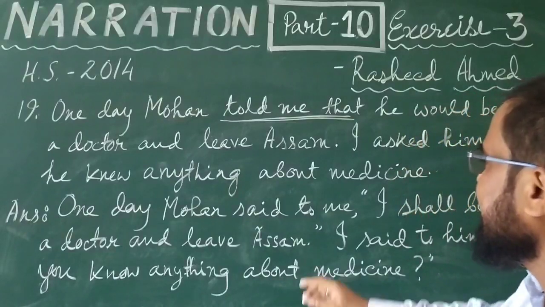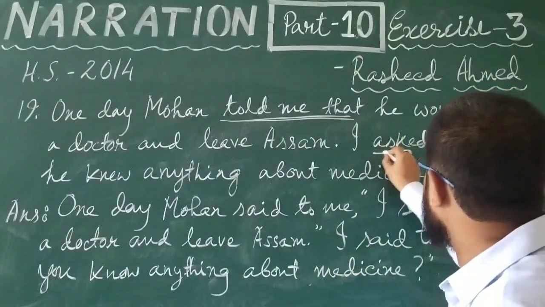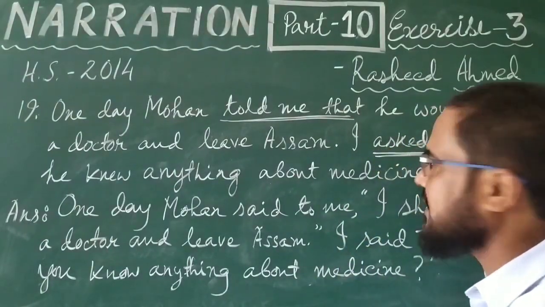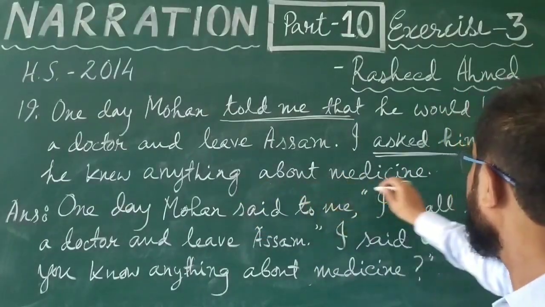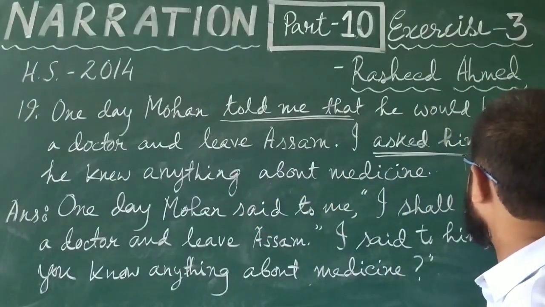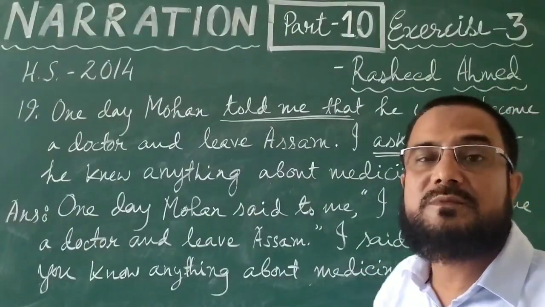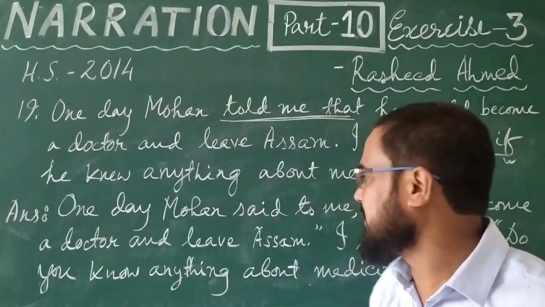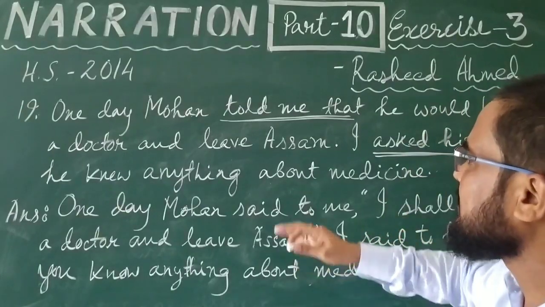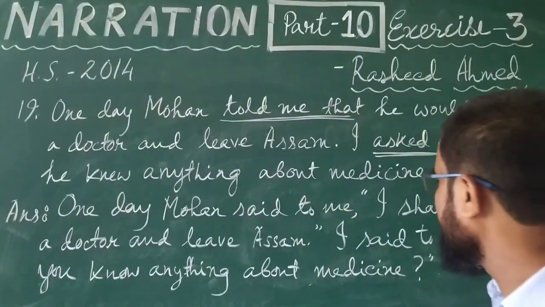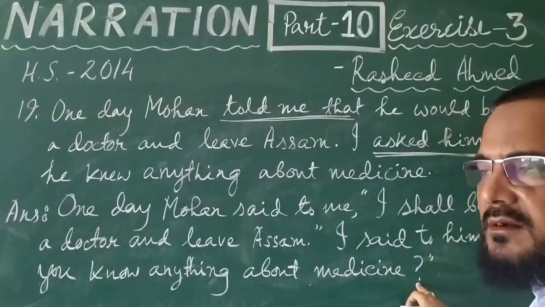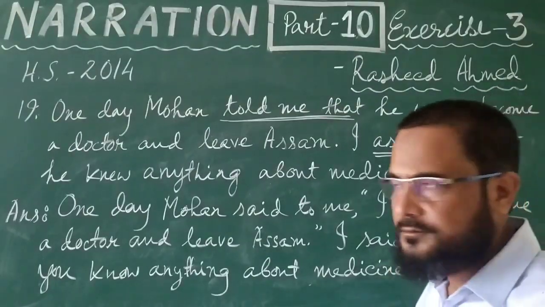I said to him. I asked him if, this part tells us that it is an interrogative sentence. The next part is an interrogative sentence in direct narration, and since if is there, it indicates that the interrogative sentence will be a yes or no question. It will begin with an auxiliary. I asked him if he knew anything about medicine. I said to him, do you know anything about medicine? Then there is a question mark, then there is the closure of quotation.